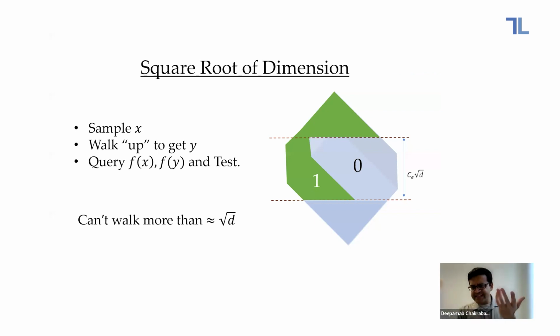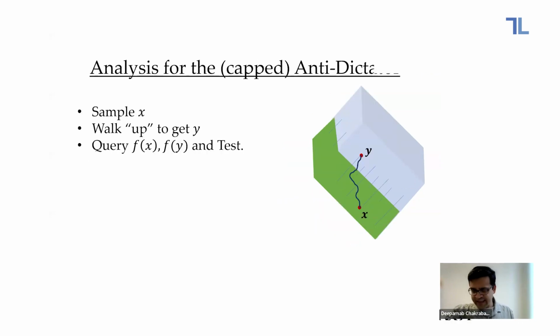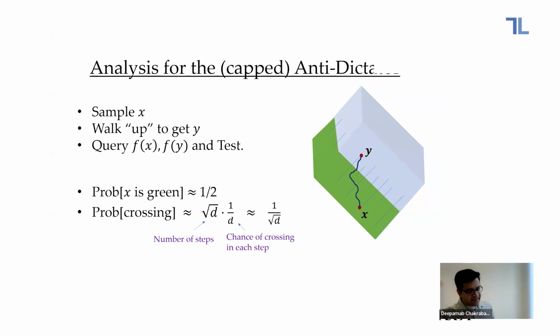What I want to say is that in this anti-dictator with the polarized caps, square root d is the thing to do, and you'll catch the violation with probability 1 over root d. Again, I'm not drawing the caps here. I'm sampling an x. I walk up square root d steps to get y. I query f(x) and f(y). What's the probability I start at the green zone and go to the blue zone? The probability I start at the green zone is half. And the probability that I go to the blue zone is the following: I'm taking square root d steps, and if I cross this unknown dimension i, where the function is an anti-dictator, I will get into the blue zone. And once I'm in the blue zone, I'll stay in the blue zone.